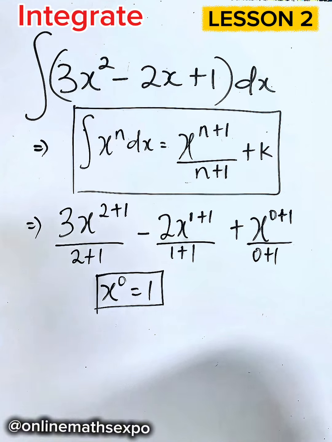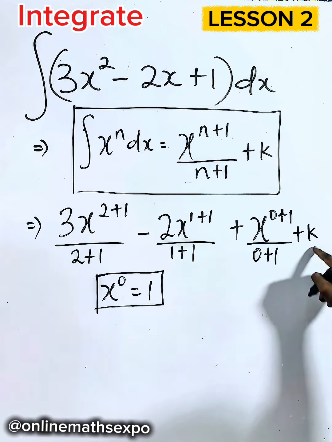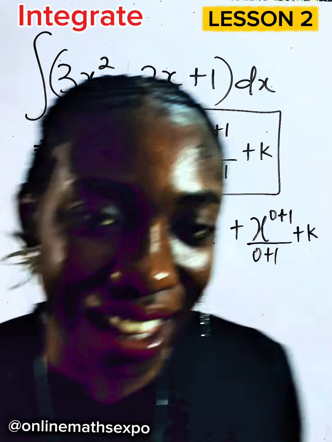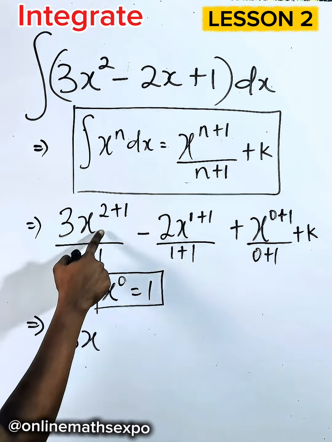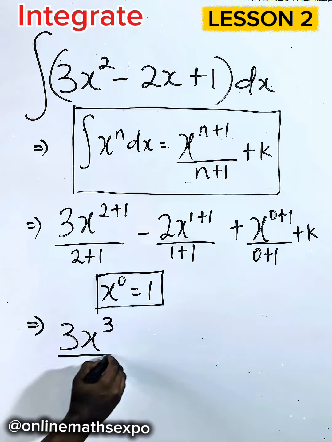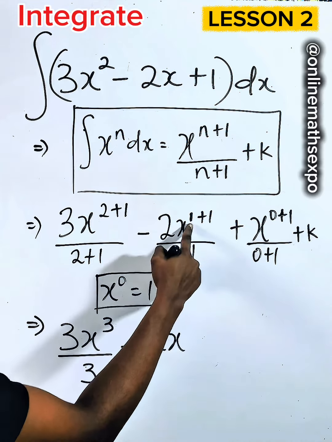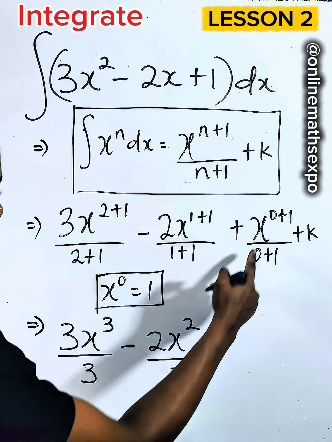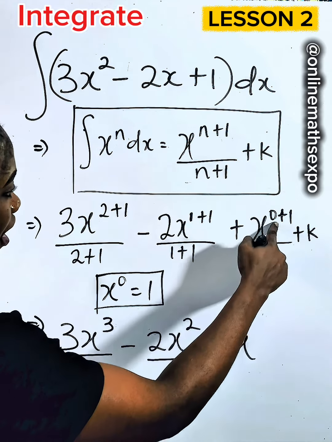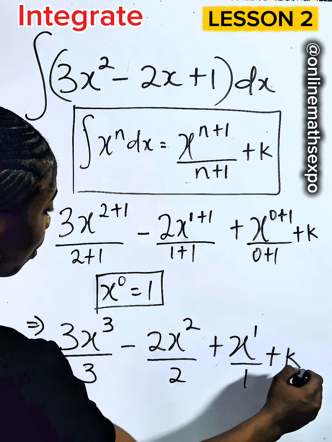Did you see what we have there? And please don't forget to include your k. So you have your k. Simplify this. We are going to now have 3x, this will give us 3 divided by 3, minus 2x, this will give us 2 divided by 2, plus this is the same as x. This and this is 1, and this and this is 1, plus your k.